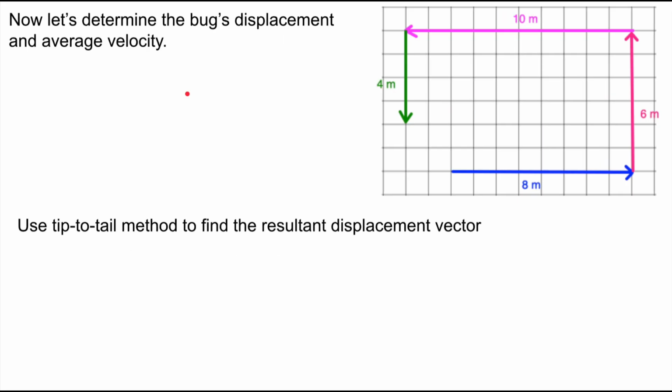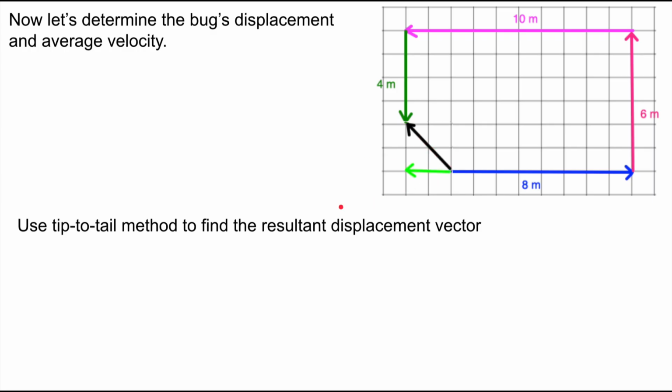Okay, let's look at the same scenario, but this time let's determine the bug's displacement and average velocity. So we have the same scenario, the 8, 6, 10, 4. In order to find the net displacement, if you recall from the video we did on vectors, we're just going to use what's called the tip-to-tail method. So basically, at the tip of this one, I put the tail of this one, and so I've already got them set up using the tip-to-tail method. Well, what happens then is I want to find the resultant vector. So remember, when you're using the tip-to-tail method and you want to find the resultant or net vector, you start where you started and you draw a line that ends where you ended, and I get this is my resultant vector.